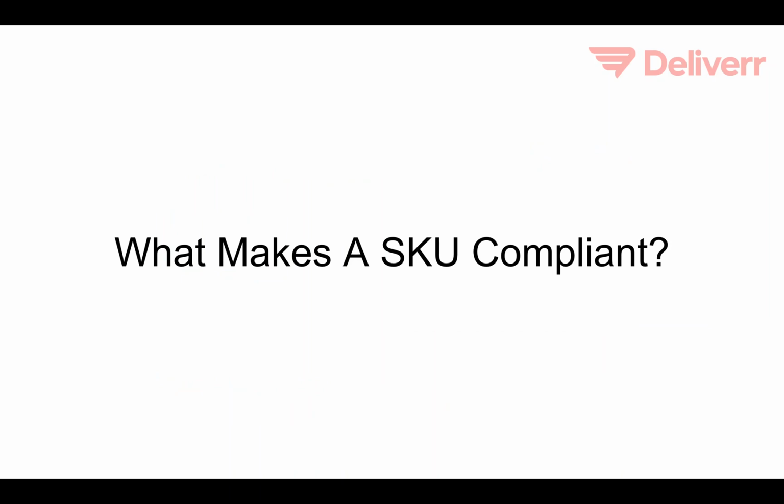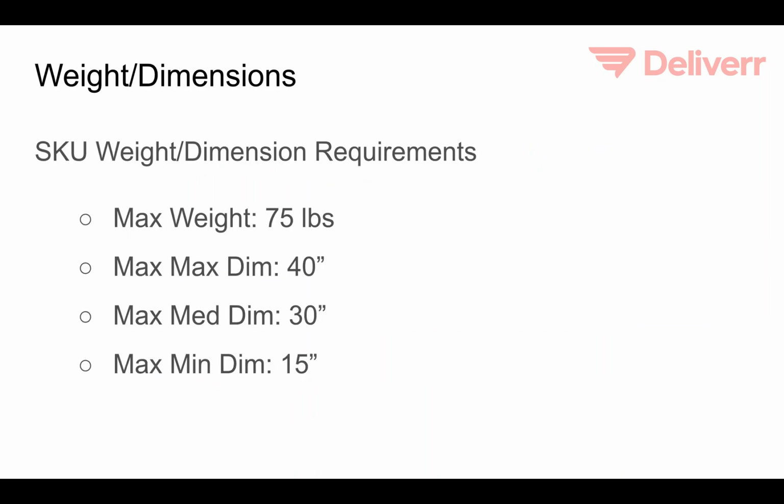Now let's talk a little bit about the characteristics that make a SKU compliant. Currently, we do have a limit on the size of the SKU that you can send into Deliverr. Those limits are listed here. The maximum weight is 75 pounds. Our maximum max dim is 40 inches. Our maximum medium dim is 30 inches. And our maximum minimum dim is 15 inches.